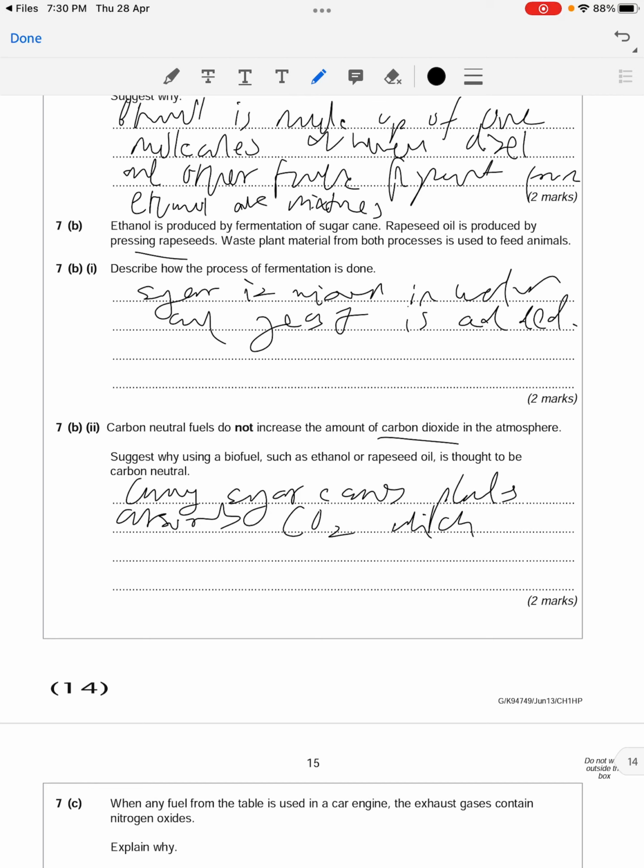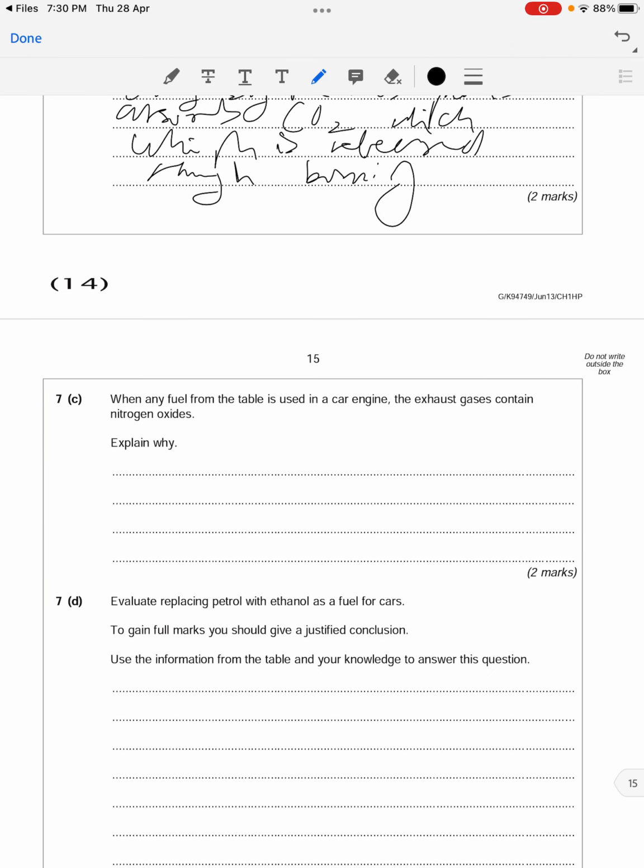What goes in goes out, right? So what is burned is returned. What is taken is being burnt and given back to the atmosphere. So it's carbon neutral, which is released through burning. You can mention that it's released through burning, where the biofuel is being burned.